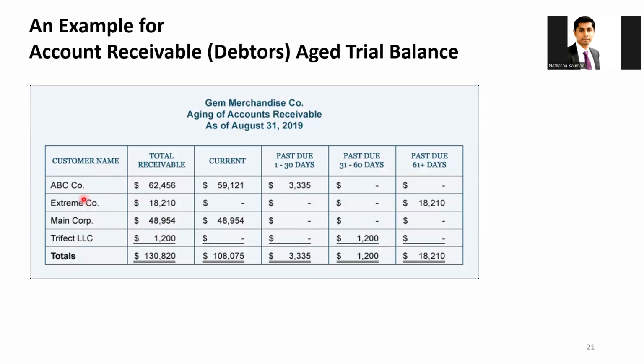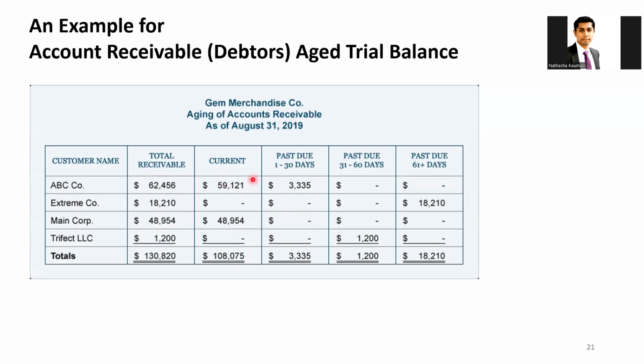These are the customers. You list down all the debtors in the first column and you write the total due amount as at a particular date. Now, this is as of August 31st, 2019. This is an old picture. So you record the number, total value.